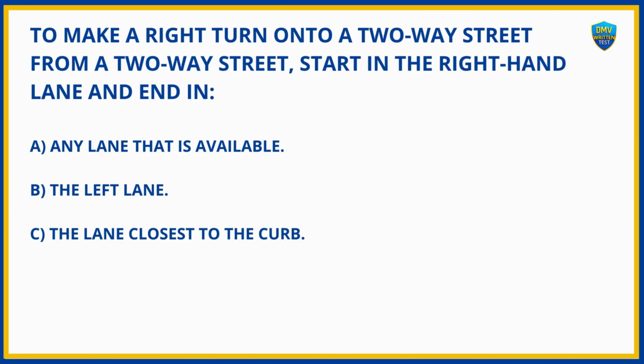To make a right turn onto a two-way street from a two-way street, start in the right-hand lane and end in A. Any lane that is available. B. The left lane. C. The lane closest to the curb. And the answer is C. The lane closest to the curb.